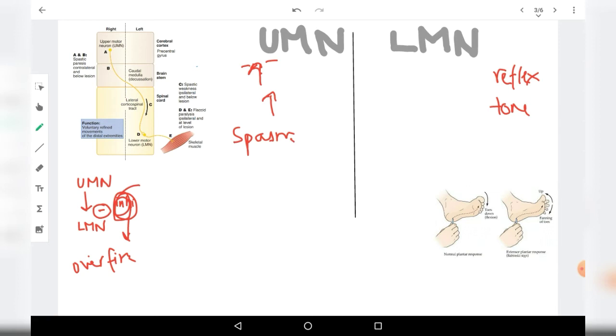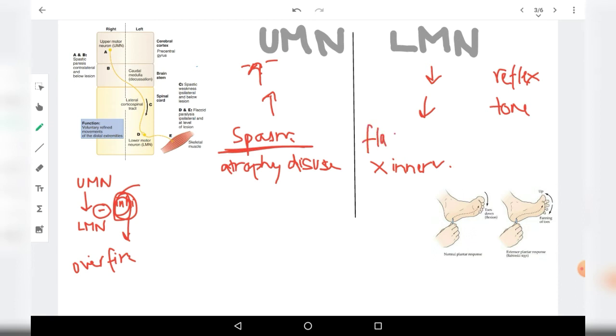But it will be the opposite in a lower motor neuron lesion. That is, the reflexes will be decreased, the tone will be decreased, because the muscle is not being innervated, right? So there will be atrophy of muscles in both cases, but in upper motor neuron it will be mainly because of disuse, and in lower motor neuron it will be mainly because of absence of innervation. Okay, and since in upper motor neuron lesion we see spasm, here there will be flaccid paralysis, because the muscle is not being innervated, it will not contract.